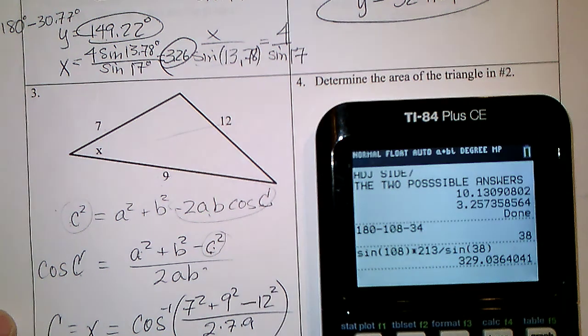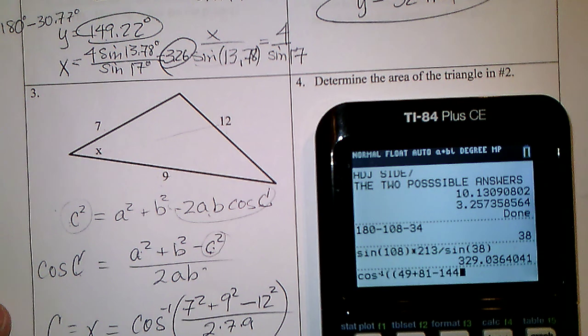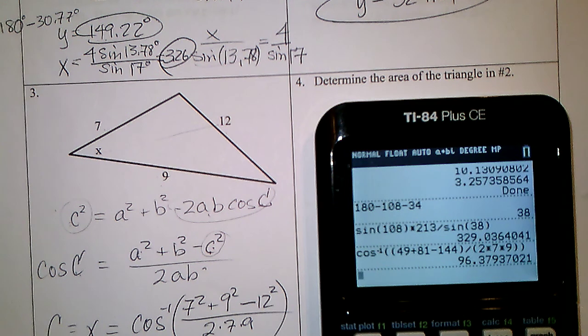So I do cosine inverse of, the numerator is 49 plus 81 minus 144. That's the numerator, divided by, go parenthesis 2 times 7 times 9. And that's the whole thing. And we get X has to be 96.38 degrees.